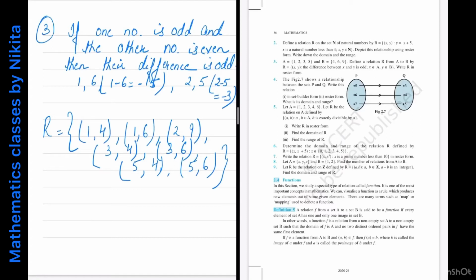This question can be changed also. You have to find that relation which contains all the ordered pairs (x, y) such that the difference of x and y is even.